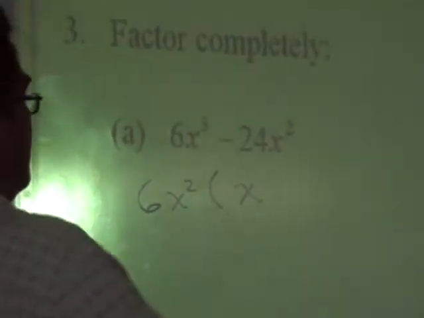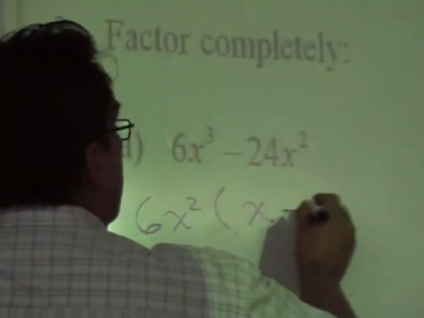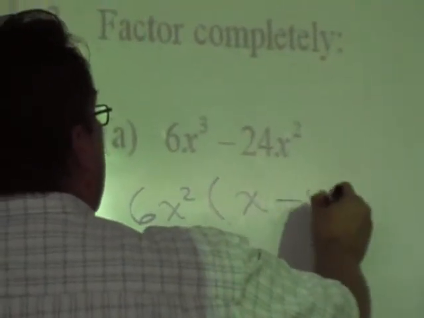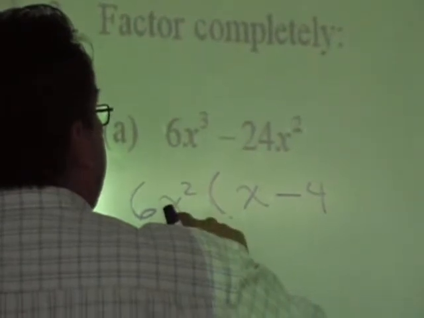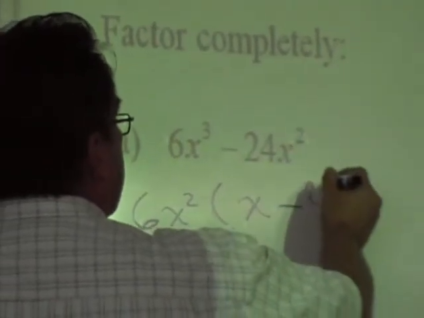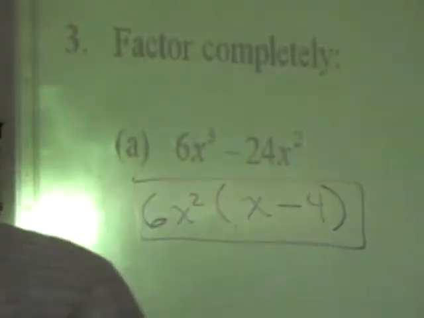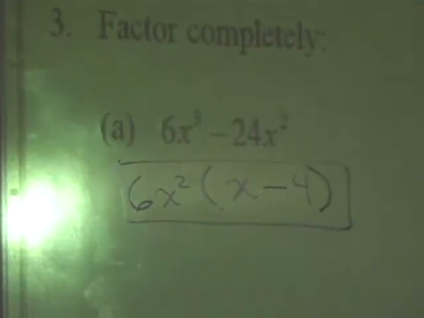That works. Minus, what do I multiply times 6 if I want to get 24? 4. And do I need any more x's? No. I have x squared and I have already an x squared right here, so that will be it. That's the extent of the example. That's your final answer.